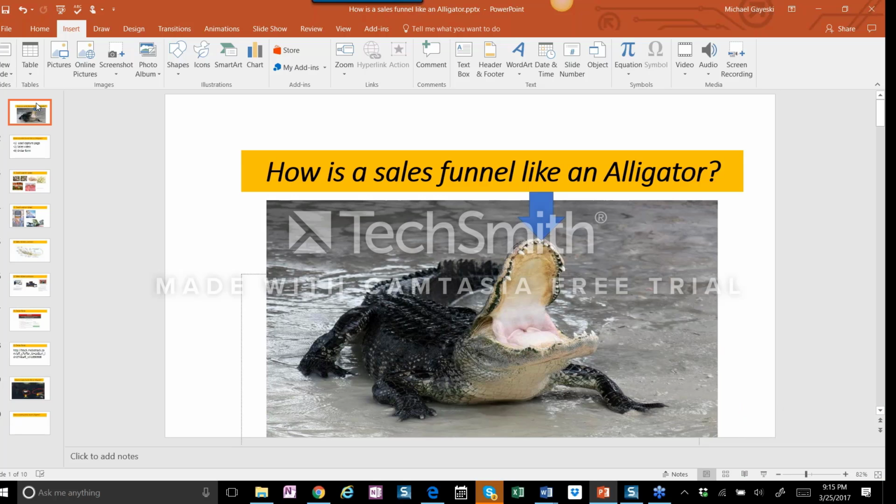And the first one that I wanted to show you is how or why a sales funnel is like an alligator. As you can see on the picture there, that mouth is like the funnel. And you need to feed that funnel. And if you're an alligator, what are you going to put in that funnel?